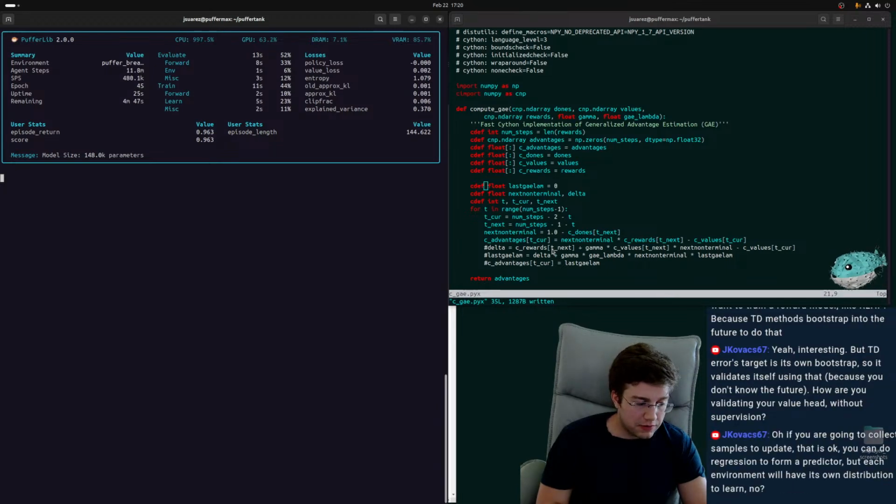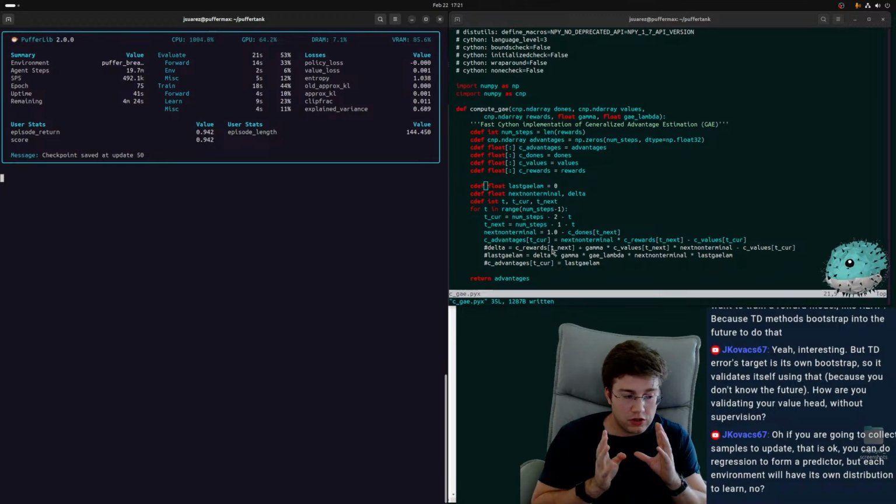Oh, if you're going to collect samples to update, that's okay. You can do regression. Exactly. Each environment will have its own distribution to learn. What do you mean each environment? Well, yes, you have to. Yeah, you have to run the learning algorithm on each environment. That's fine. The thing is the hyperparameter tuning, right?